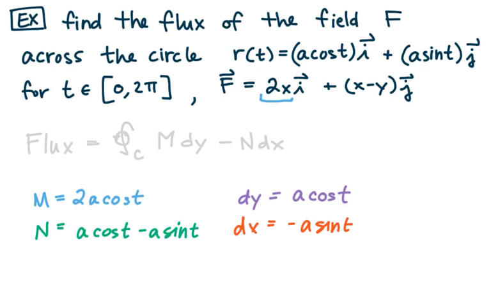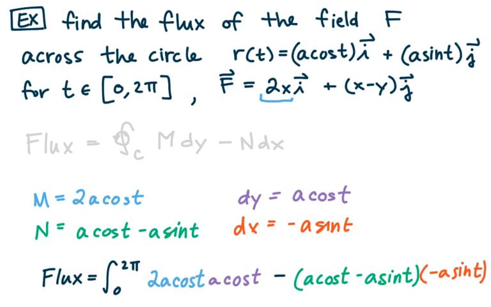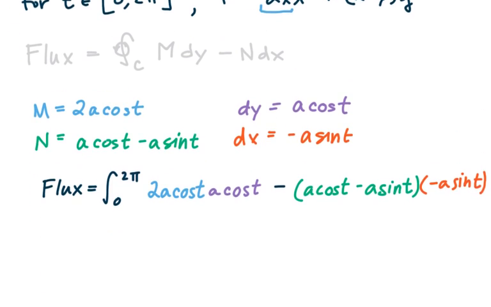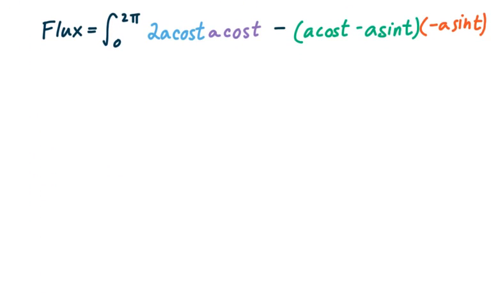So take a minute, make sure you can set up this integral. I'm going to pause and do that myself, but our flux integral is going to go from 0 to 2 pi of M times dy minus N times dx. Here I have my integral set up, M times dy minus N times dx. You guys should all feel comfortable calculating, simplifying an integral that looks like this at this point. Again, encourage you to pause, make sure you can work this out.